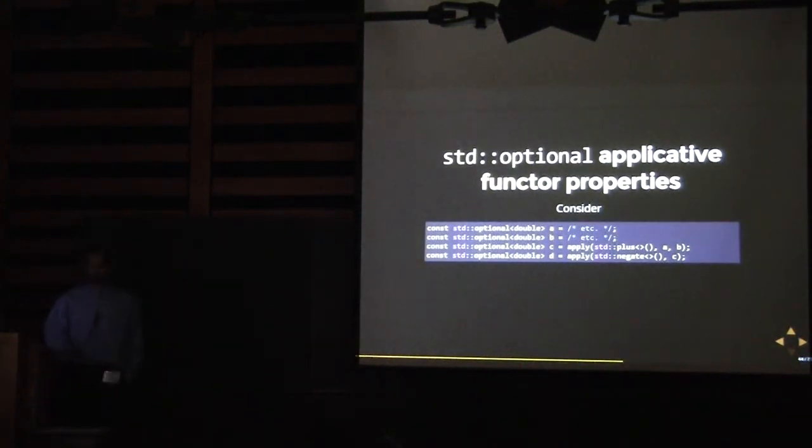So let's look at the applicative functor properties here. So let's say I've got some code. I set a equal to something, and these are all optional doubles, b equal to something, and now I apply plus to a and b, and I apply negate to c to get d. Does anybody find this interesting? Yeah. Why is it interesting? What's going on here?